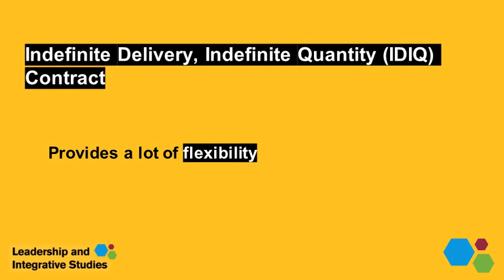Some people consider an indefinite delivery, indefinite quantity, or IDIQ, as a type of unit contract, and some do not. IDIQ contracts are most often used for service contracts with a maximum quantity established, which allows the organization to buy services off the contract once it's in place.